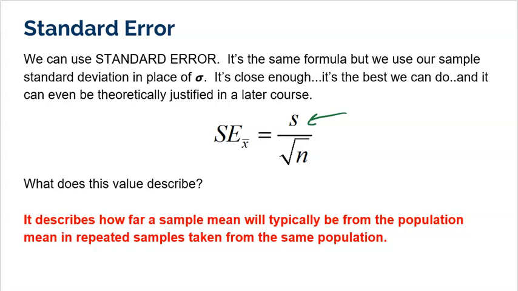Now, just real quick, we want to make sure we understand what this value describes. This number simply describes how far a sample mean will typically be from the population mean in repeated samples taken from the same population. Go back to the very beginning of the year when we talked about what standard deviation of a population is. It's how far a typical value is from the mean. So here in a sampling distribution, we're no longer talking about a value. We're talking about a sample mean, the mean of a sample. So this is how far a sample mean will typically be from the population mean. And bigger samples should produce means that are closer. That's why when you divide by the square root of n, your standard error is going to shrink.